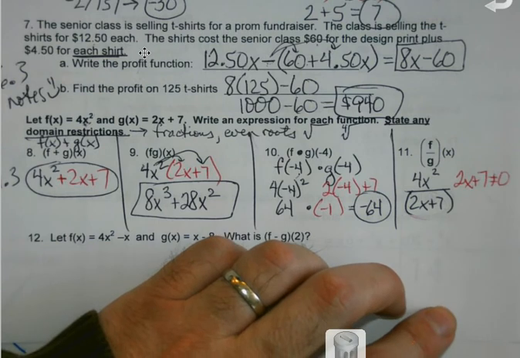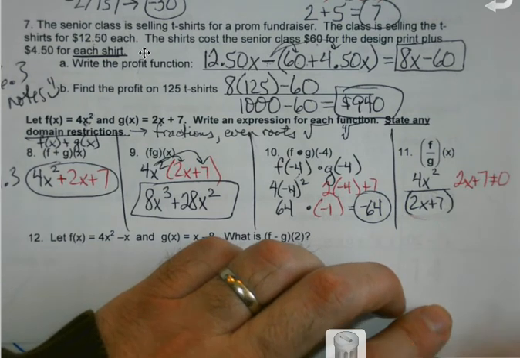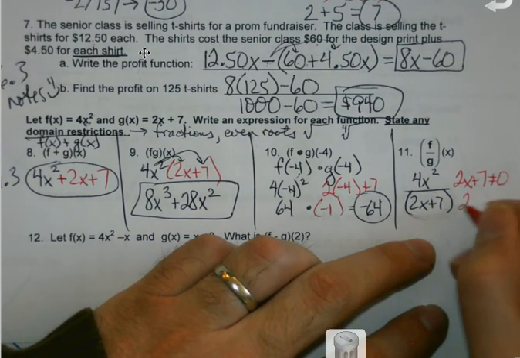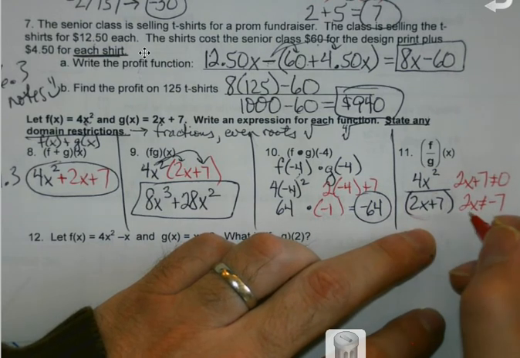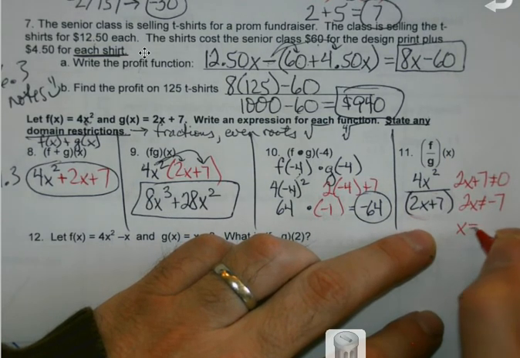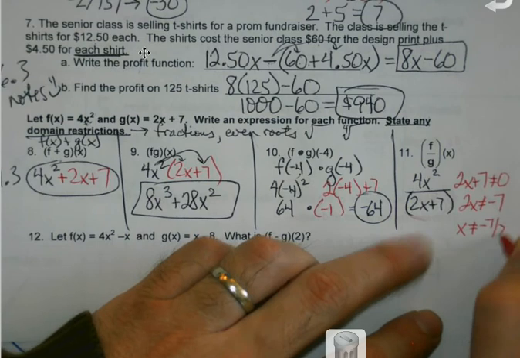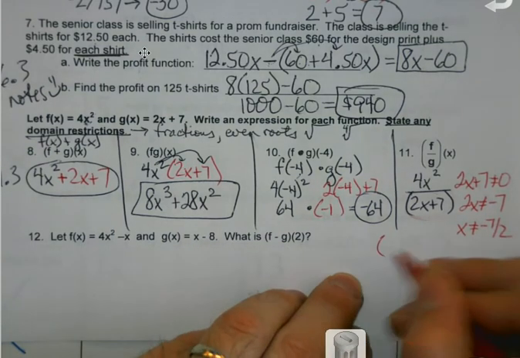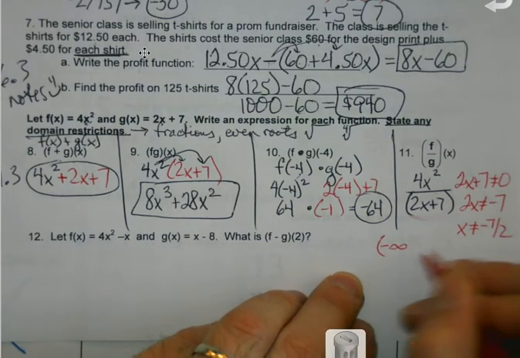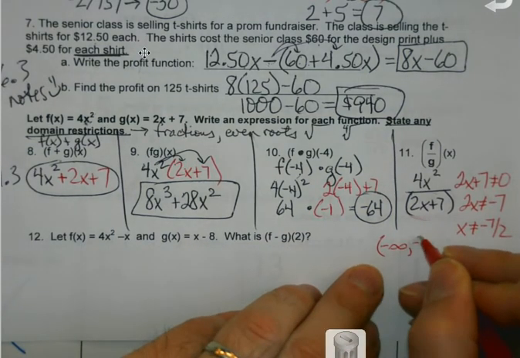But I solve it just like I'd solve any old equation. I'm going to solve for x. So I'd subtract the 7 to the other side, and then I'd divide by 2. Okay, so x can't equal negative 7/2. And we talked about how we write this. We want to say every other number works, though.